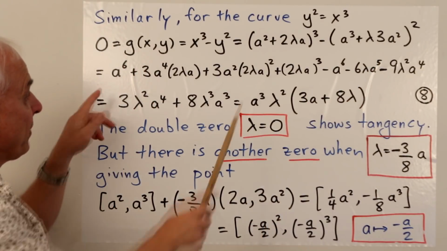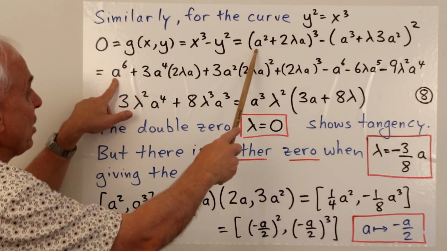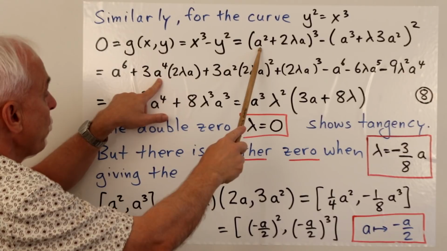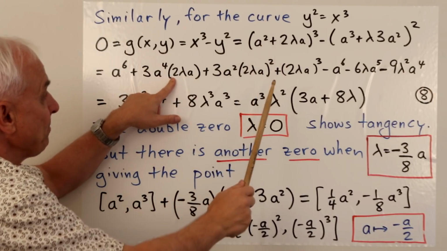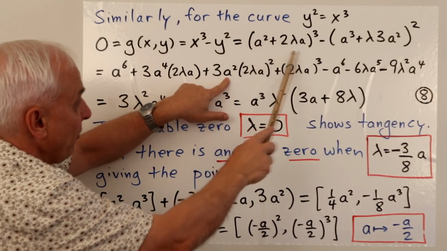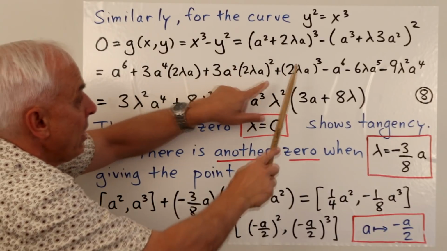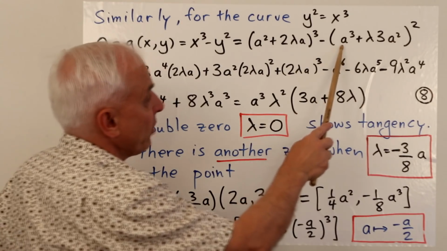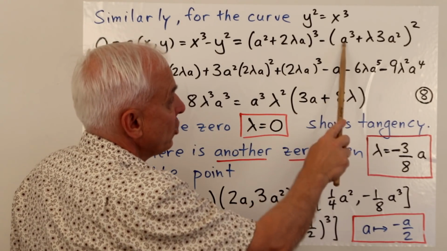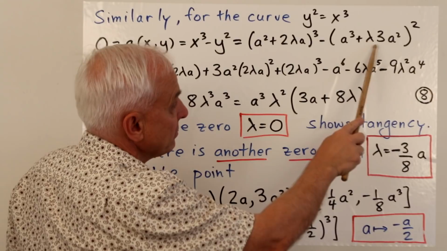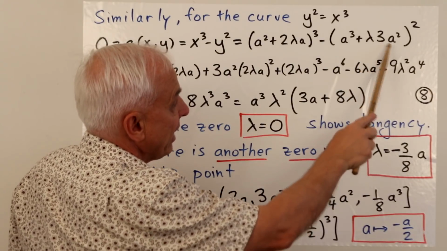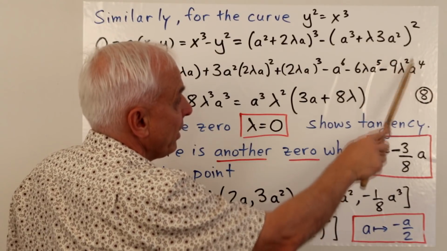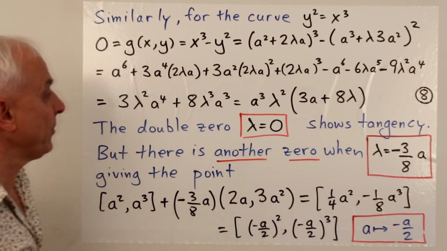And then what happens? We cube this. We get the first thing cubed. That's a to the 6 plus 3 times a squared squared times 2 lambda a plus 3 times a squared times this quantity squared plus 2 lambda a all cubed. And then we have to subtract the square of a cubed, which is a to the 6, twice the product, which is 6 lambda a to the 5th, and the square of the last term is 9 lambda squared a to the 4th. So we have to subtract all of those.